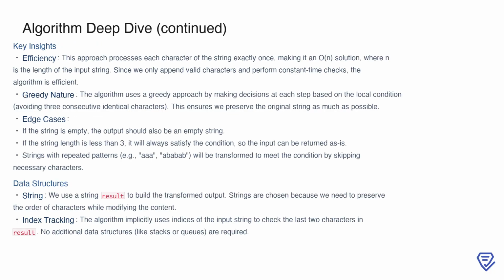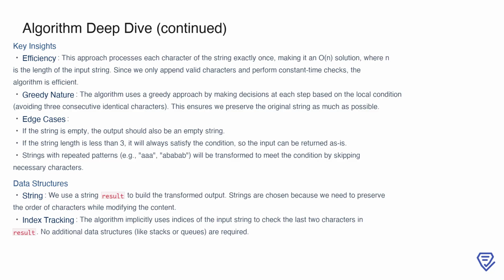This algorithm is efficient because it processes each character exactly once, making it an O(n) solution, where n is the length of the input string. Each step involves a constant time check to compare the last 2 characters in result with the current character. The approach is also greedy, meaning that decisions are made locally at each step based on the immediate condition of avoiding 3 consecutive identical characters. This ensures the original order of characters is preserved as much as possible.